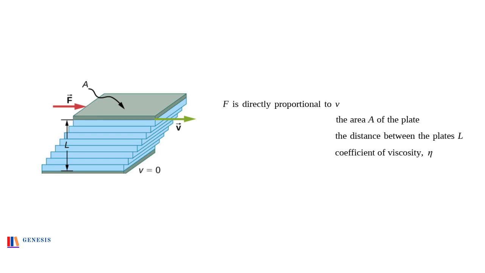Second, the force is proportional to the area A of the plate. This relationship also seems reasonable because A is directly proportional to the amount of fluid being moved. Third, F is inversely proportional to the distance between the plates L. This relationship is also reasonable as L is like a lever arm, and the greater the lever arm, the less the force that is needed. Fourth, F is directly proportional to the coefficient of viscosity eta. The greater the viscosity, the greater the force required.